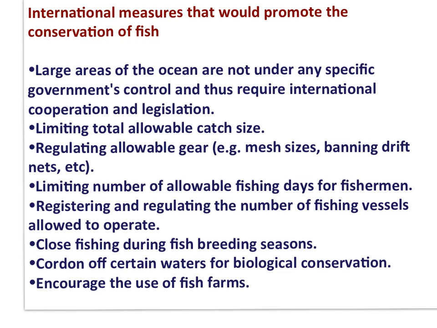Measures that would promote the conservation of fish would be international cooperation and legislation for the large areas of ocean that are not under any specific government's control. We should be limiting total allowable catch. We should be regulating allowable gear, mesh sizes in particular, banning drift nets as well. We should be limiting the number of allowable fishing days for fishermen, registering and regulating the number of fishing vessels allowed to operate, close fishing during breeding seasons, cordon off certain waters for biological conservation, and encourage the use of fish farms for aquaculture.